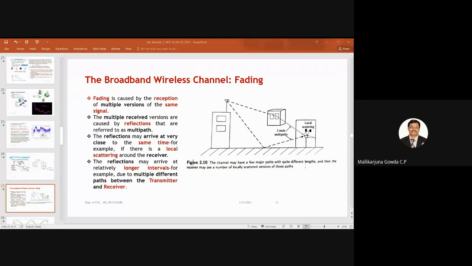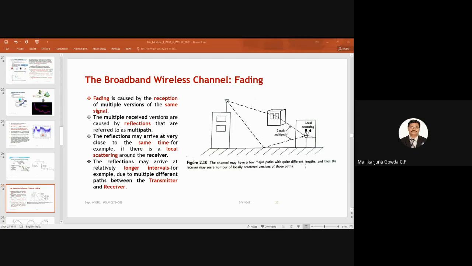The next one is fading, we say. This fading is caused by the reception of multiple versions of the same signal. Multiple versions of the same signal. To understand that, here is a transmitter, and maybe the receiver is at this point.